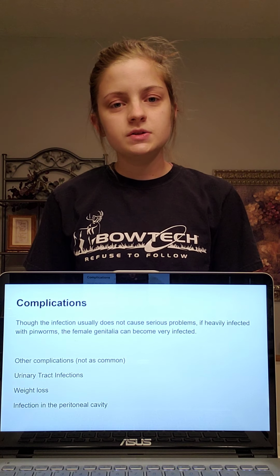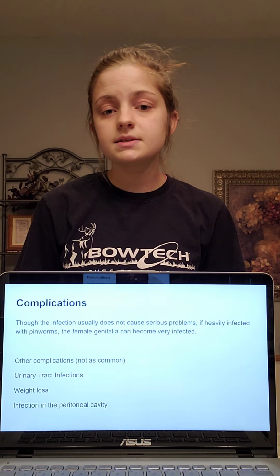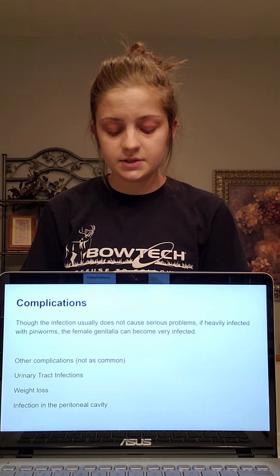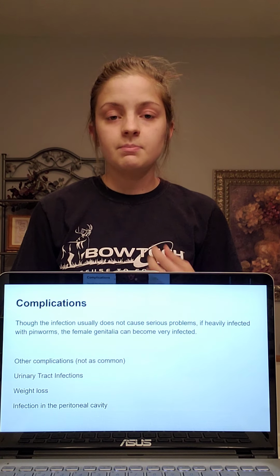So, some complications of pinworms. This infection, they say, is usually not that serious, but it can be if you're a female, because if you're heavily infected, those worms and the eggs can travel to your other female genitalia and lay eggs in those areas and can become very infected. Other complications, though not as common, are urinary tract infections, weight loss, and infection of the peritoneal cavity.